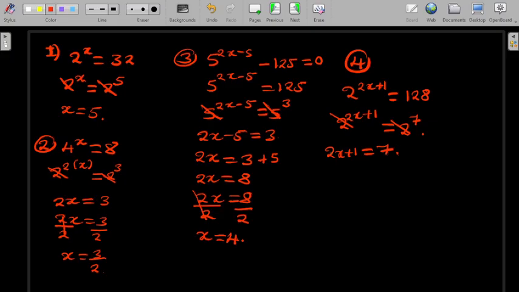Given this, what we're going to do is make x the subject of the formula. So we have 2x equal to 7. Then when positive 1 crosses the equal sign, it becomes negative. So we have 2x equal to 7 minus 1, which gives 6. Now here we divide by 2. Then we have the value of x, which is equal to what? 3.